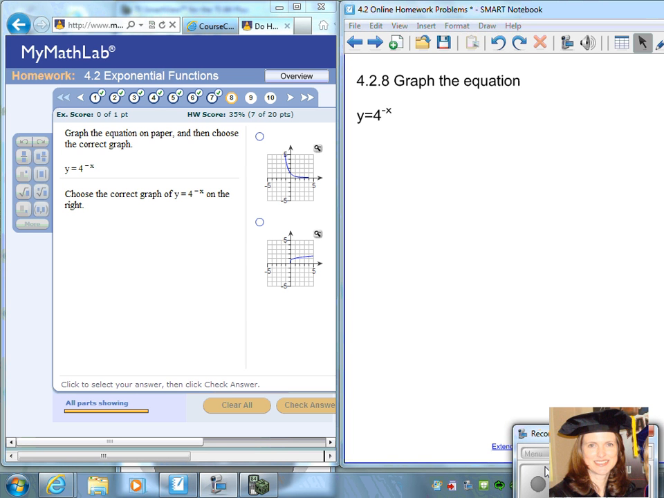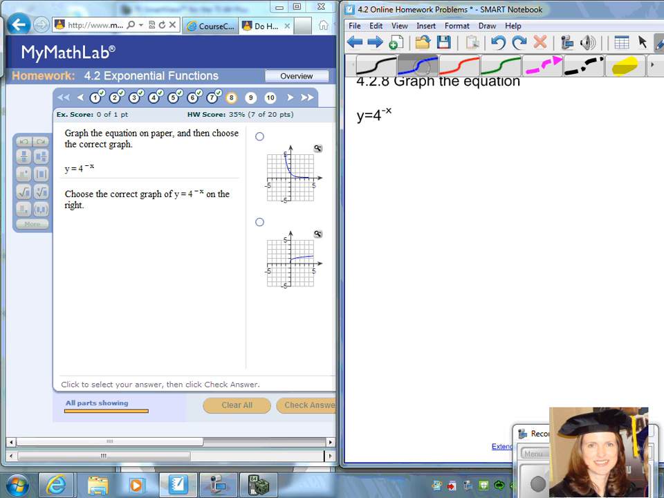Question number 8 from section 4.2. Graph the equation y equals 4 to the negative x power. This is an exponential function, so it's either going to be a growth or decay function. With a negative exponent, it ends up being a decay function.